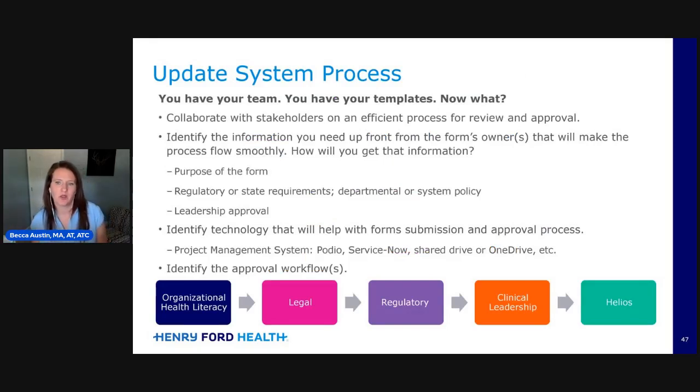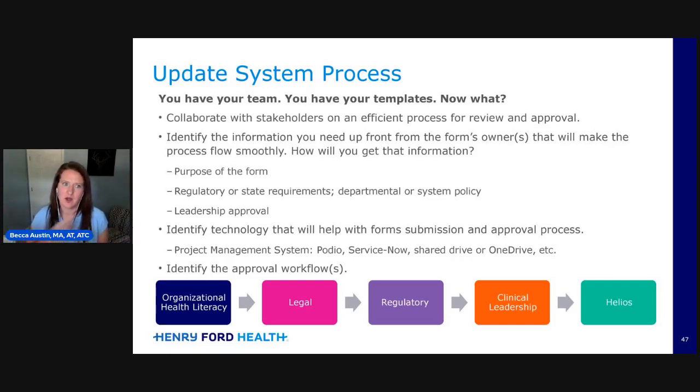So this is where you want to really work with your stakeholders to identify the efficient process for review and approval. So for us, one of the things we worked on really hard up front was a decision tree for our employees. So we were finding that we did not have enough information up front. So we were looking at forms with almost zero context about why they were being created or who was requiring them. And when we started asking some questions, we would get, oh, well, the nurse on this floor just felt that we really needed patients to sign a form. And we were like, oh, okay. So we need a little bit more information.